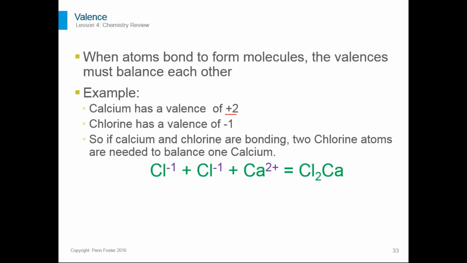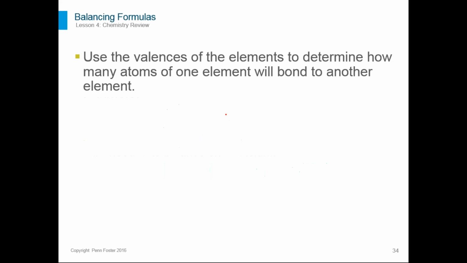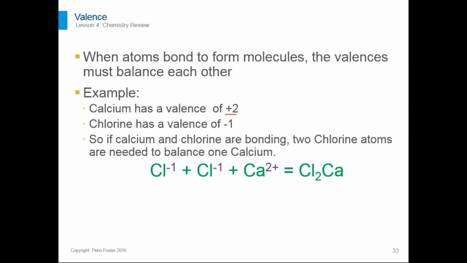So how do we know this? We would look at the periodic table. We would figure out how many valence electrons calcium has. Calcium has 2 extras that it needs to get rid of. Chlorine has a valence of -1. So calcium and chlorine are bonding. 2 chlorine atoms need to balance out 1 calcium atom. Okay, calcium is +2, chlorine is -1.